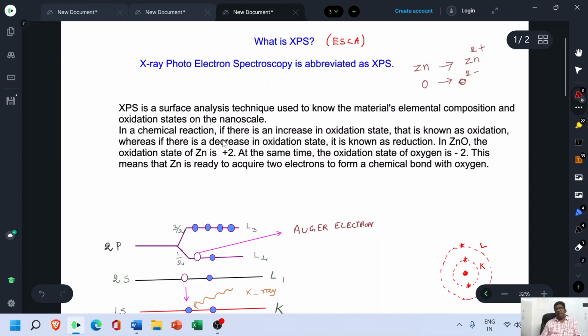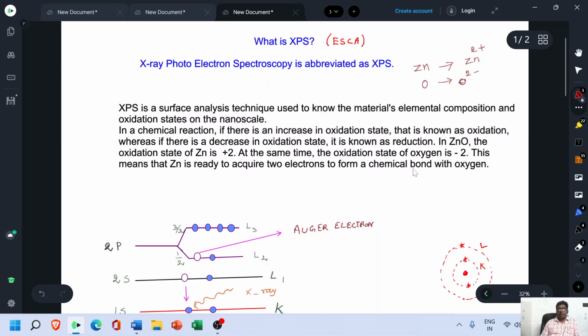In a chemical reaction, if there is an increase in oxidation state, that is known as oxidation. Whereas if there is a decrease in oxidation state, it is known as reduction. Say, increase in oxidation state means the oxidation number is positive. Decrease in oxidation state means the oxidation number is negative. Then the negative oxidation number is called reduction. But generally we say, during the oxidation process, electrons are liberated. During the reduction process, electrons are gained.